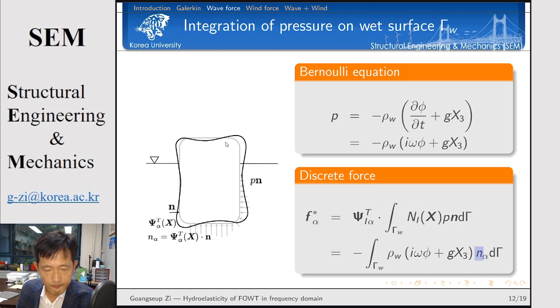Make sure that here the gray line represents the initial position of the structure, and the dark deformed curve means the modal displacement.